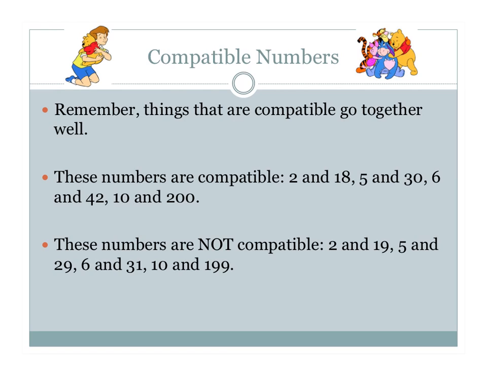They're compatible. Numbers that are not compatible are like 2 and 19, 5 and 29, 6 and 31, 10 and 199. You can't do those easily in your head, and you're going to have a remainder. They're not compatible.